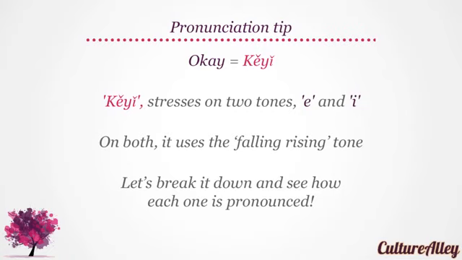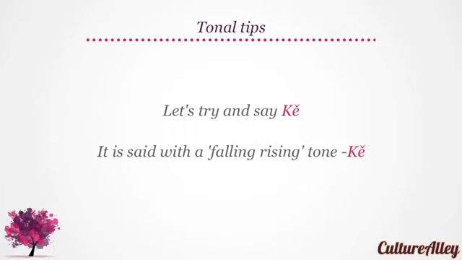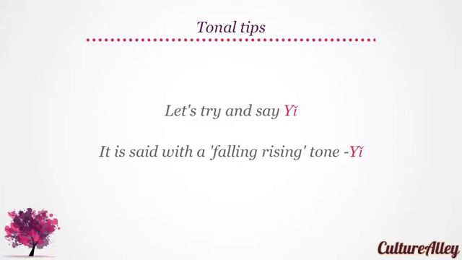Okay translates to 可以. 可以 stresses on two tones, E and I, and on both it uses the falling rising tone. Let's break it down and see how each one of these is pronounced. Let's try and say 可. It is said with a falling rising tone, like 可. Can you try and say 以? It is said with a falling rising tone, like 以.